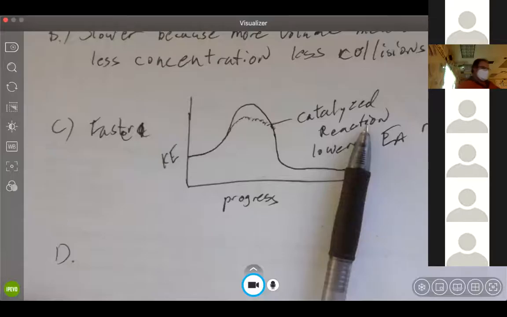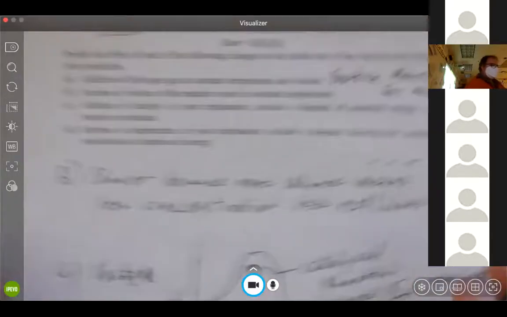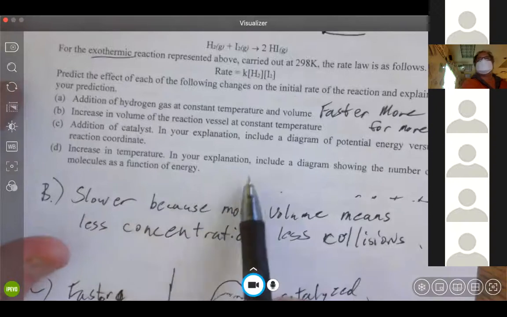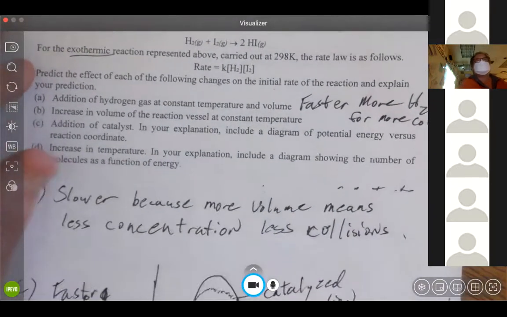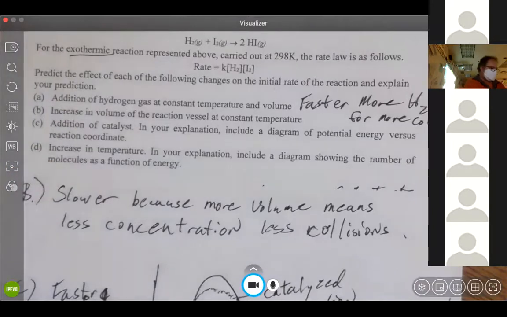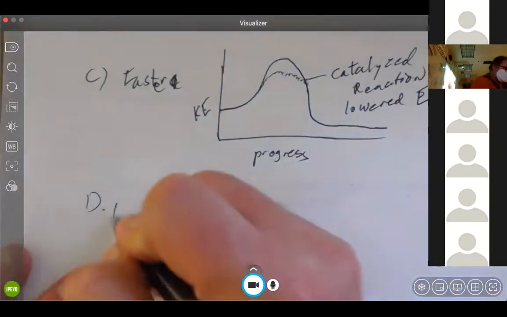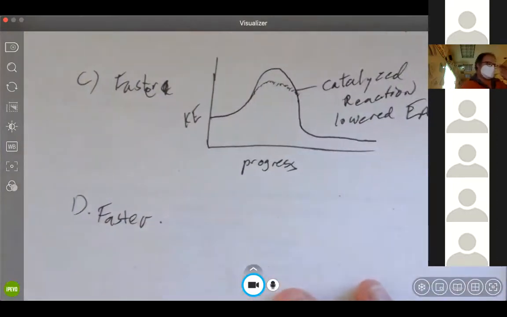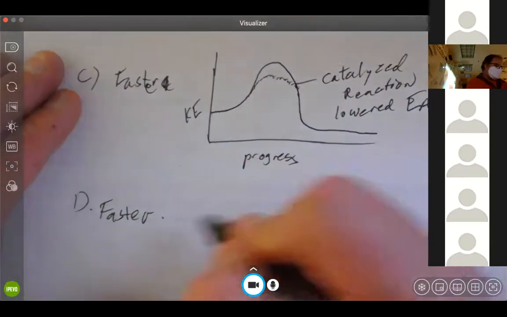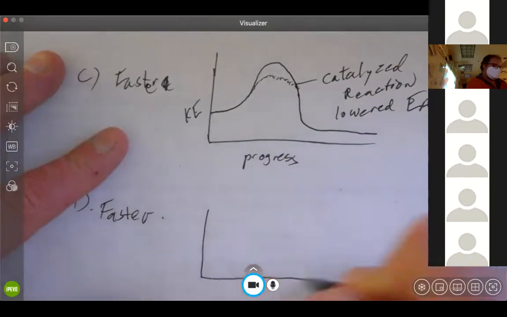D. This one's a little harder. You can get the first part, but you're probably not going to be able to do the diagram because I've never showed you the diagram. If we increase the temperature, what's going to happen? Increased rate. Have you ever seen the Maxwell-Boltzmann diagram? I've heard of it, but I don't think I've seen one.